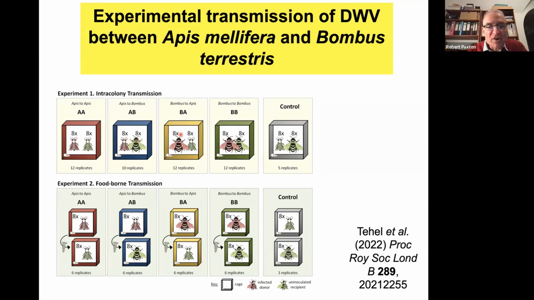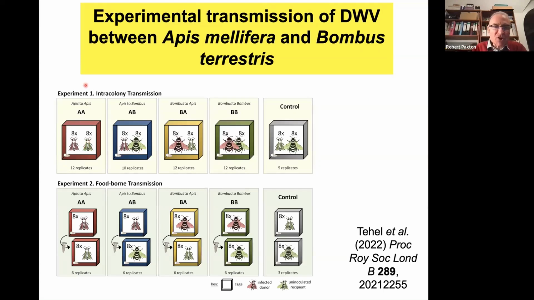Then she did the opposite. She added 8 bumblebees that were infected to a cage and added 8 honeybees that were uninfected. And then in other cages, she added 8 bumblebees that were infected with 8 bumblebees that were uninfected. And obviously there are controls as well. And this is highly replicated, so she had many cages of these treatments. And then she looked after 7 days, after 14 days. First of all, she looked to see whether virus could be found in the recipient bees.